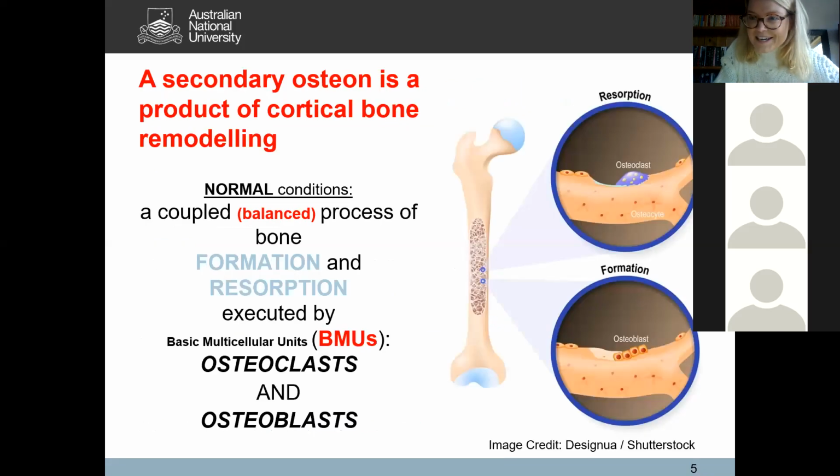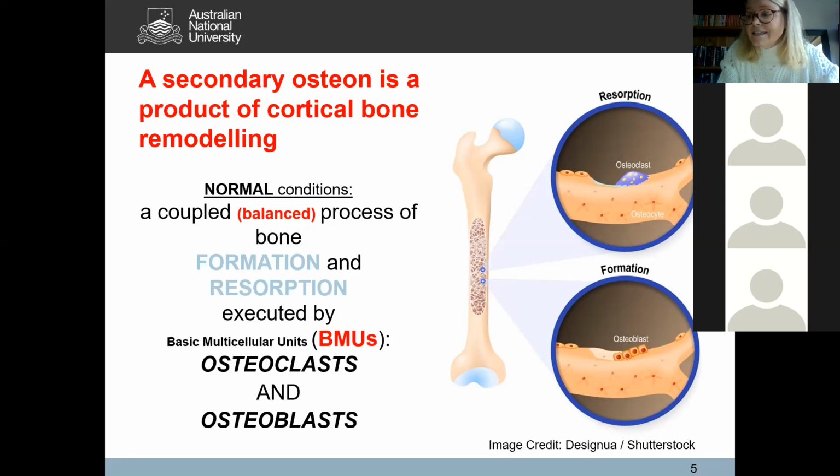Before we actually have a go at estimating osteon population densities, we need to define what a secondary osteon is. Given that we have very little time and I'm trying to do it in a concise way, the best way to define a secondary osteon is that it's a product of cortical bone remodeling. I mentioned last week as well that it's almost a self-sustaining unit of your cortical bone. So it forms a very important part of your bone physiology, or what we call bone remodeling.